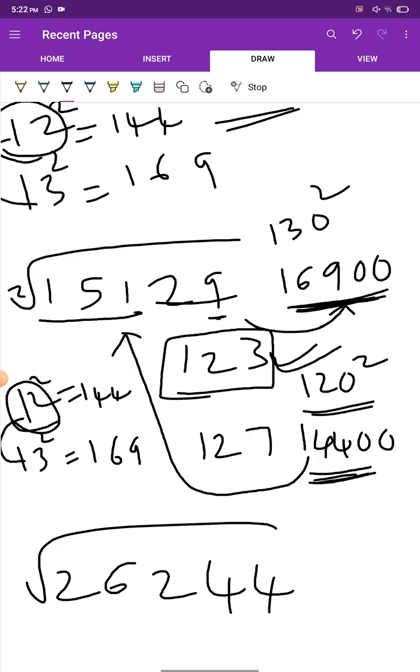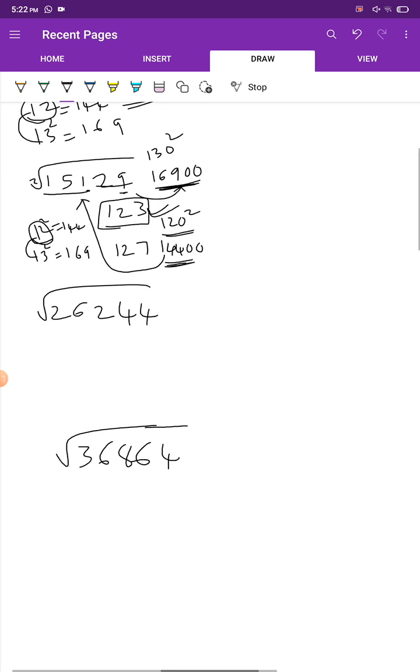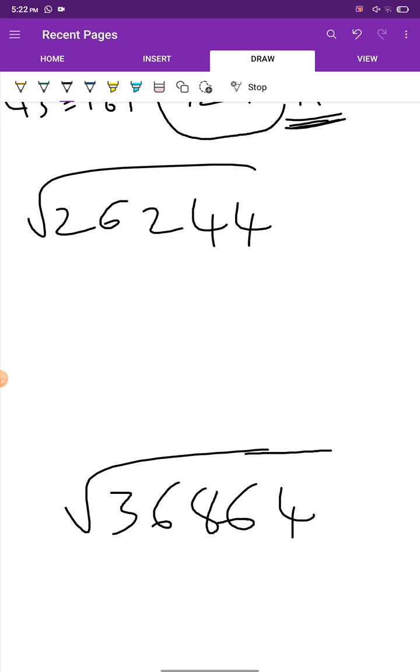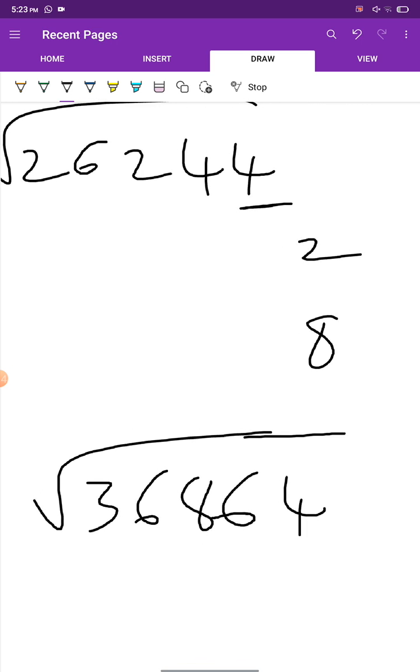So in this way we could predict. So our answer is 123. Let us go to the next question. Suppose I say which square, it could be 4. We know that 2 square is 4, and 8 square is 64. So the unit digit could be 4. So this is our fourth example.